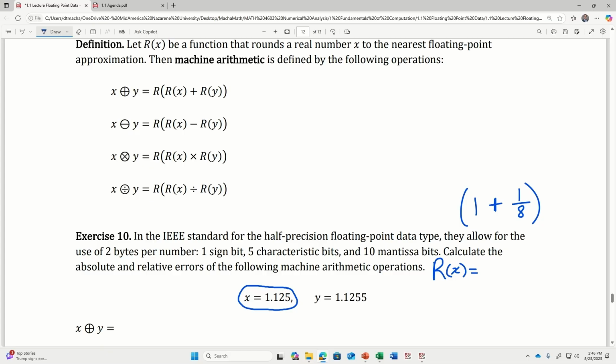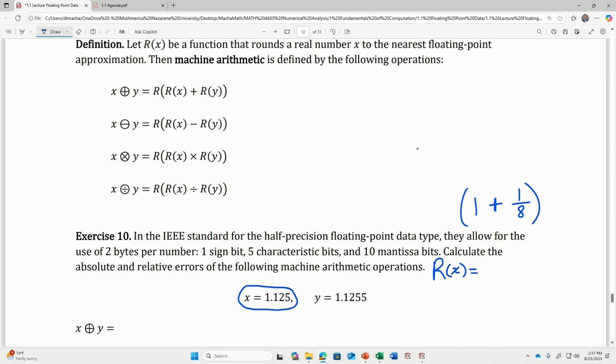So I've got the number x as 1 plus 1 over 8. And this is actually representable. I know it's representable because my sign bit would obviously be 0 because it's positive. My characteristic bits, I could choose them so that the characteristic part of that formula is 2 to the 0 power, right? I don't need anything from there. And then the mantissa part of my formula is 1 plus the mantissa.